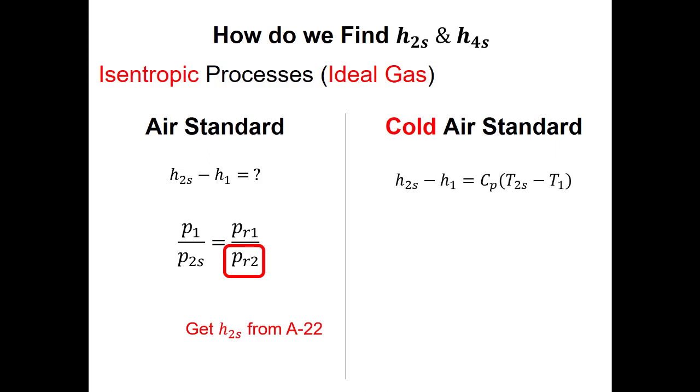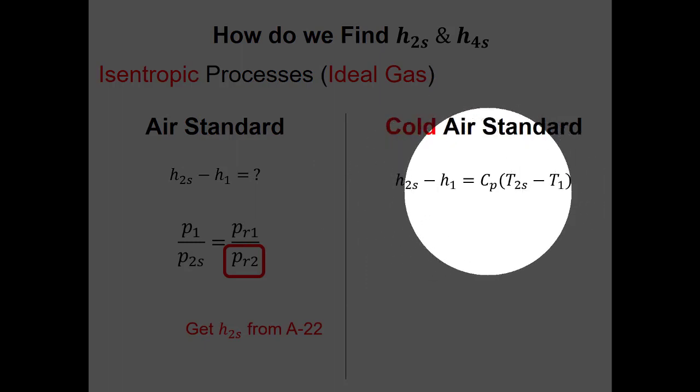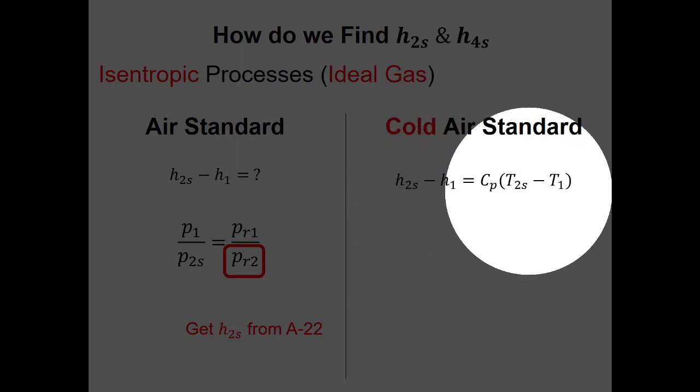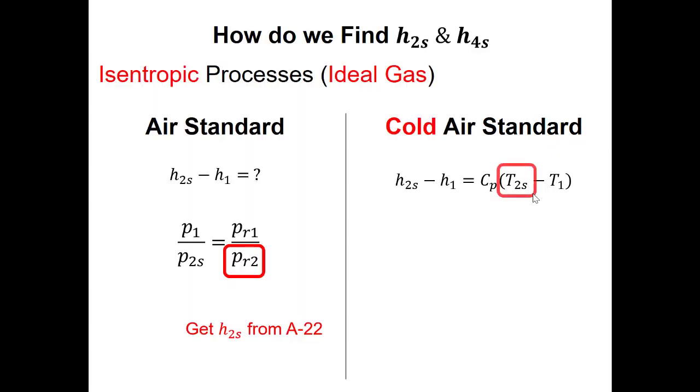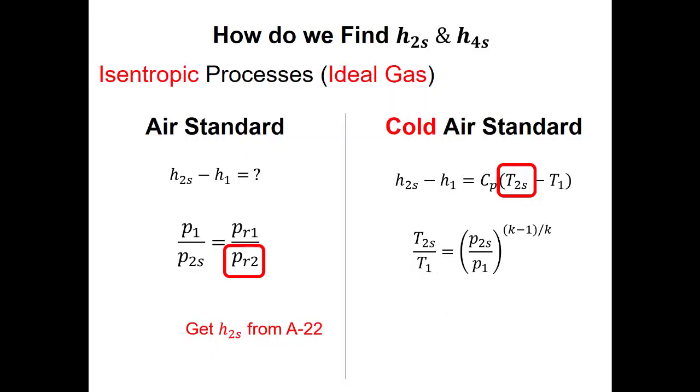If it's a cold air standard analysis, we'll use constant specific heat, and that means we'll never find the individual enthalpies in the problem. Instead, we'll model delta H as the specific heat at constant pressure, or CP, times delta T. Then we'll have to find the temperature. In this case, this is the temperature at the end of an isentropic process. To do that, we need to look for some expression with K in the exponent. Remember, we can only use this if it's an ideal gas and if it's an isentropic process.